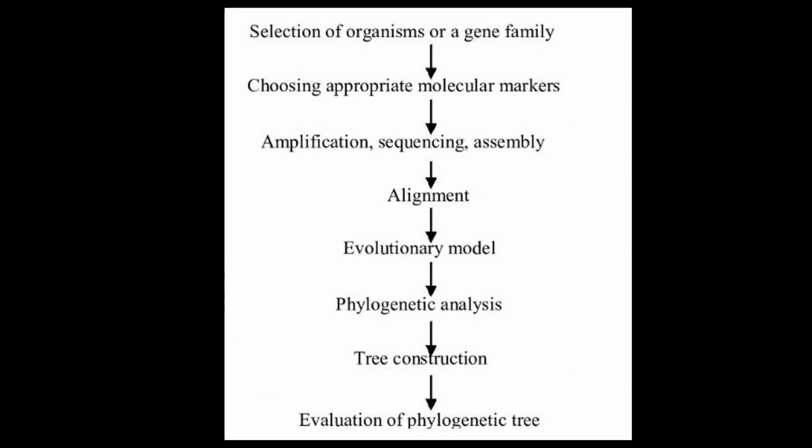So this is the flow chart of the steps we use to construct a phylogenetic tree and perform phylogenetic analysis. We first select the organisms or a gene family, then we choose appropriate molecular markers to amplify, sequence and assemble. Finally, we align them and prepare an evolutionary model. We perform the phylogenetic analysis and construct the phylogenetic tree. And finally, we evaluate the phylogenetic tree. So it is a combination of the experiments we do in the lab and we do in silico. So both of these are combined so that we can perform the phylogenetic analysis in the most robust manner possible.